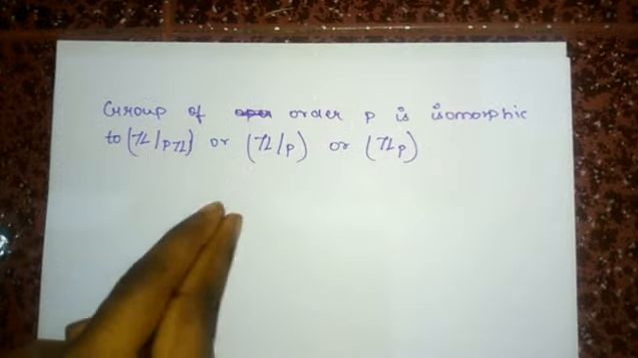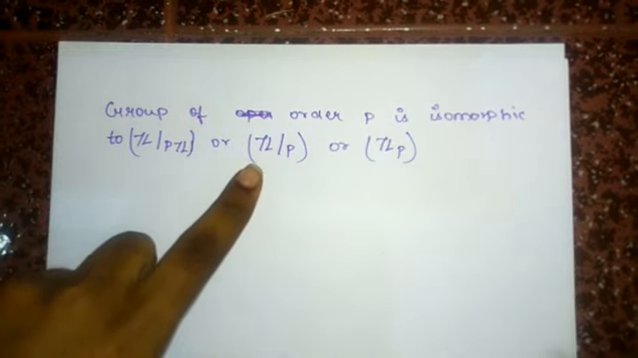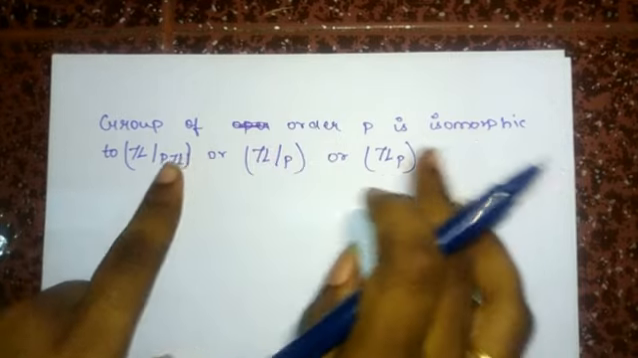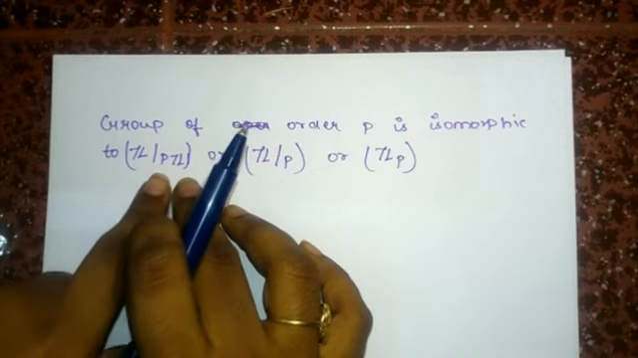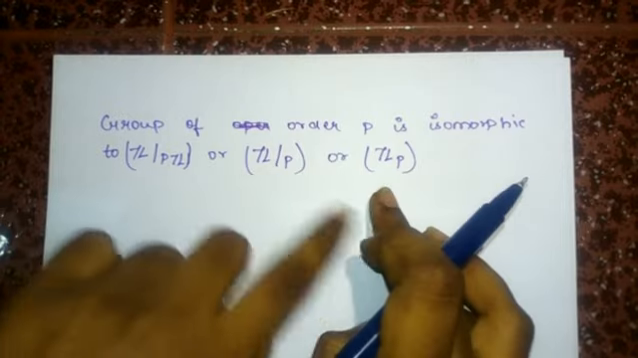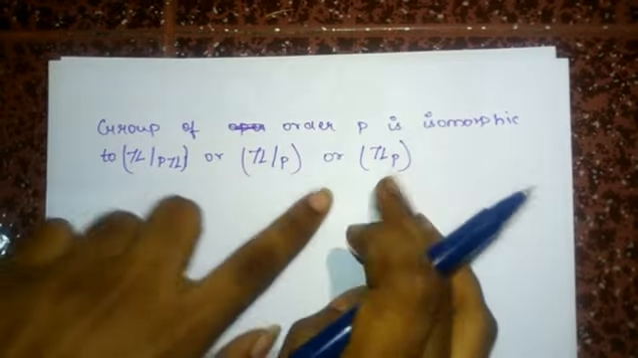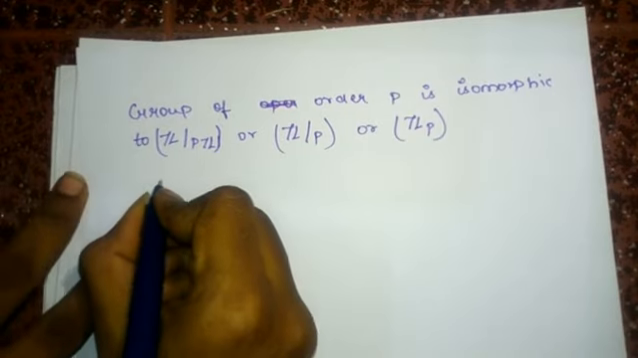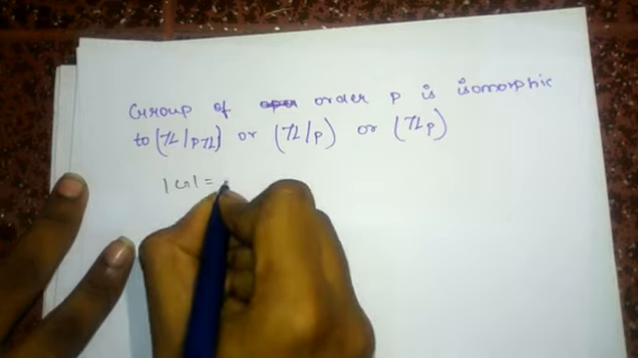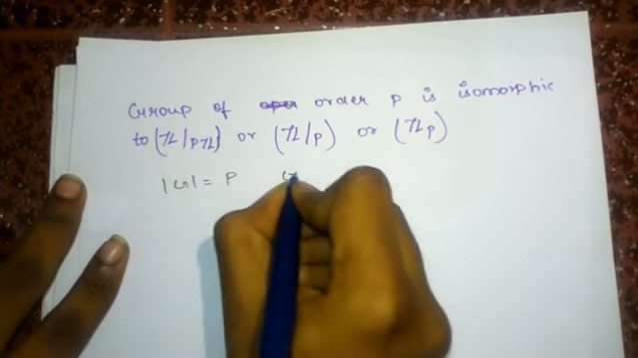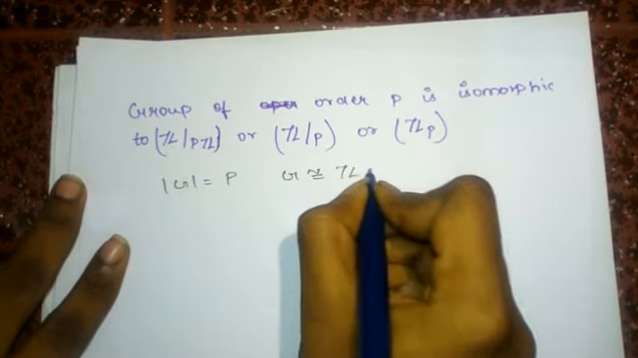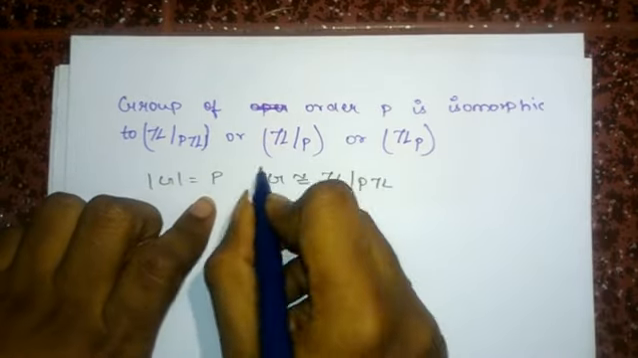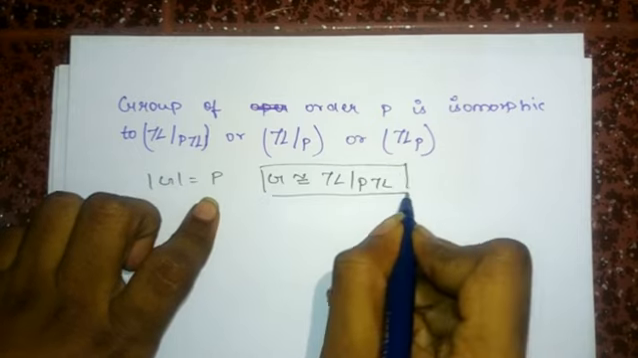In today's class, we are going to see how to prove the theorem that a group of order P is isomorphic to Z modulo PZ, or Z modulo P, or ZP. These three represent the same thing, and we are going to prove that a group G which is of order P is isomorphic to Z modulo PZ. Of these three notations, I use this one because I have been using it from my BSc.